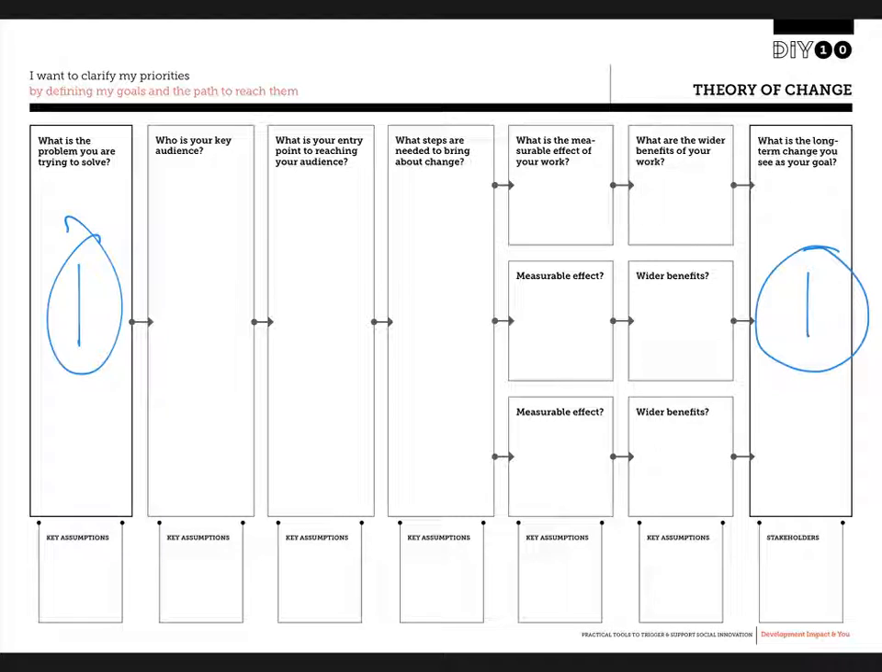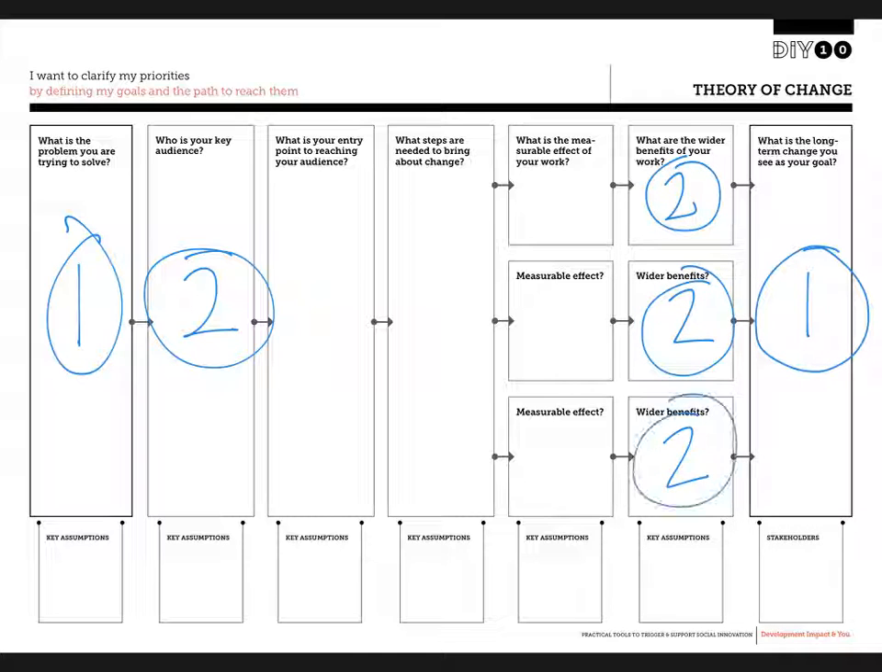At this stage in the theory of change, we're looking at defining the nature of the entire project. Secondly, we look at our key audience and we begin to think about some of the wider benefits of our work. So we're working starting from the outside in. It's also worth paying attention to any key assumptions and paying attention to the stakeholders at this stage. The stakeholders will come in a big way in the next tool.